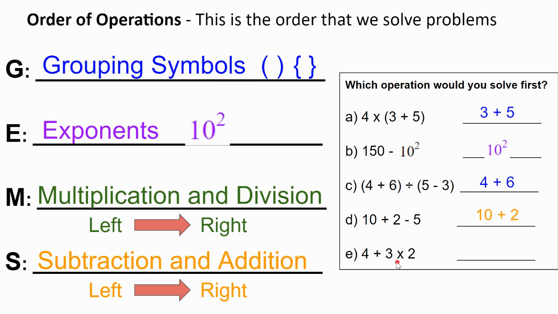So we would first solve 3 times 2 because that involves multiplication, even though it comes after the addition. So we know that 3 times 2 is 6, and then we would add 4 to get 10. If we ended up adding first, we would do 4 plus 3, which is 7, times 2 to get 14. So we would get a completely different answer. It's important that we follow GEMS so that we know the order that we're going to solve these problems in.